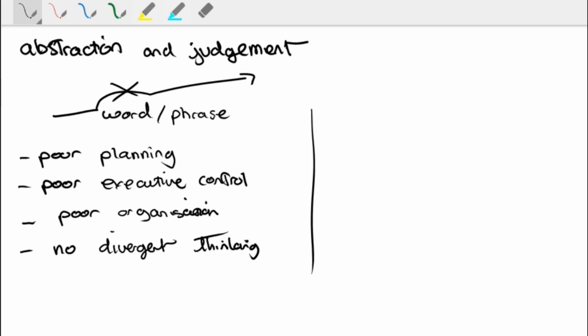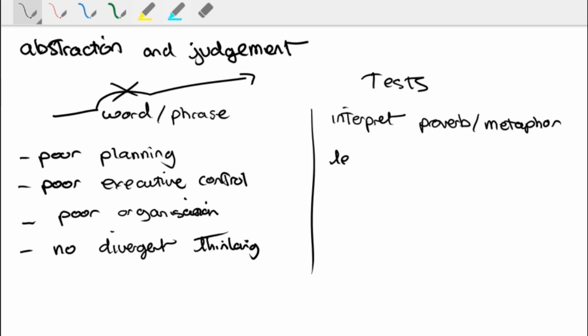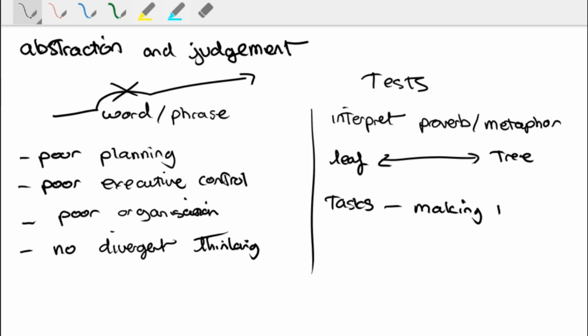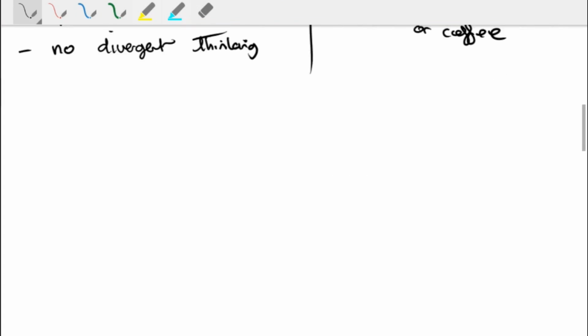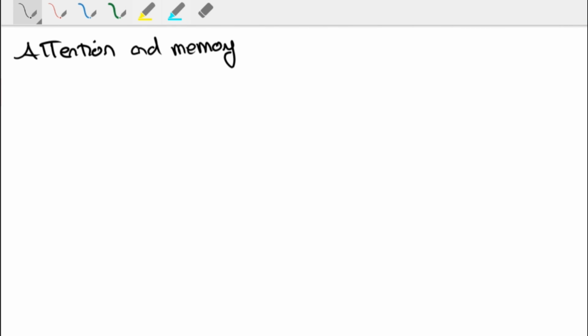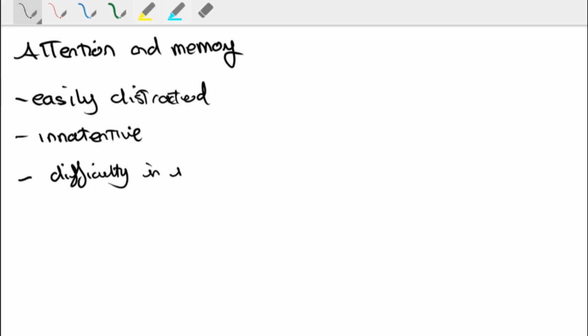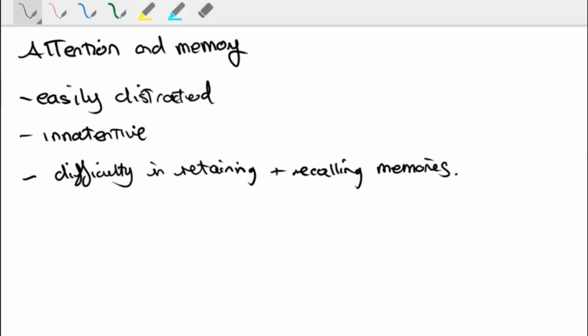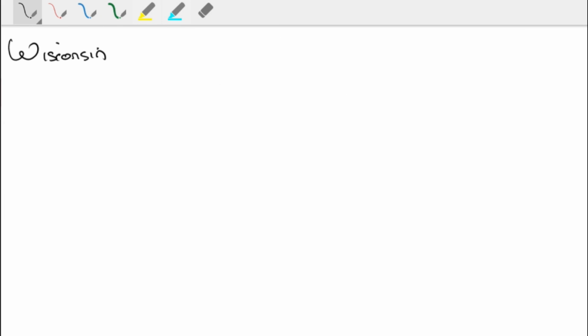Some quick tests you can do to determine whether someone really has frontal lobe damage that affects their abstraction and judgment, such as asking them to interpret proverbs or metaphors, how two words are linked or can be linked together, and asking them how they would achieve certain tasks so that they would have to make a plan to achieve it. Another syndrome affects attention and memory, in terms of being easily distracted or inattentive, having difficulty in retention or recollection of memory.